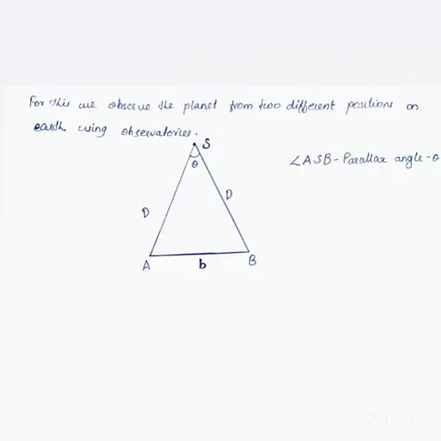While applying this method, we observe the planet from two different positions on Earth using some observatories. Let A and B be the positions. Here in the diagram, S represents the planet. A and B are the two positions on Earth from which we observe the planet S. And the angle ASB is called the parallax angle, and D represents the distance of the planet from the points. So we have to find D, which is the distance of the planet from the point of observation using the parallax method.